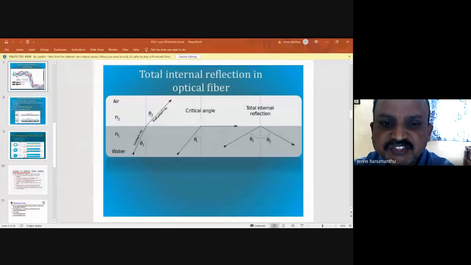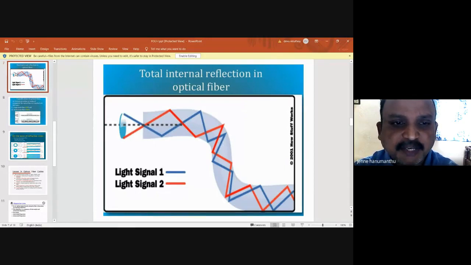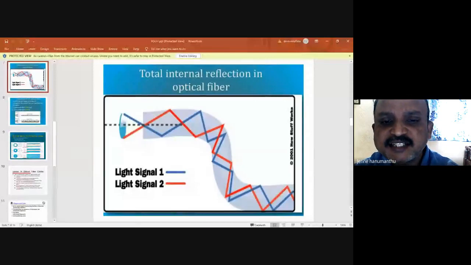When the light enters at an angle θ1, the total light will be reflected back at the angle θ2. See this diagram. If you imagine this is the optical fiber, and the blue color and red color are the light signals, light signal 1 and light signal 2. When light signal 1 falls on this point, it is reflected back like this, and again reflected back like this. So the light is reflected in a zigzag manner within the core of the fiber.